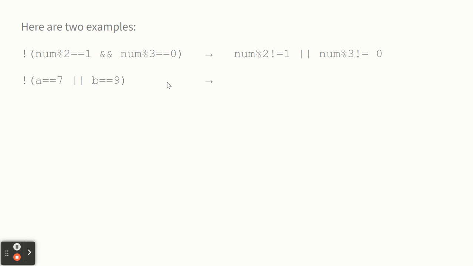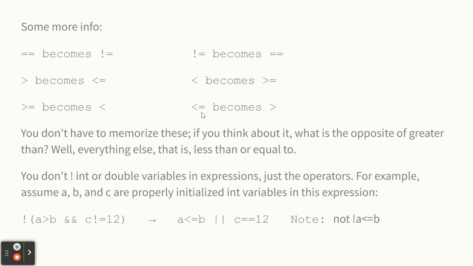Not (A equals 7 or B equals 9). So that will become A not equal 7 and B not equal 9. So this becomes A not equal 7, this becomes an and, and that becomes B not equal 9. Some more information. Equals becomes not equals. Greater than becomes less than or equal to, and so on. You see the rest?